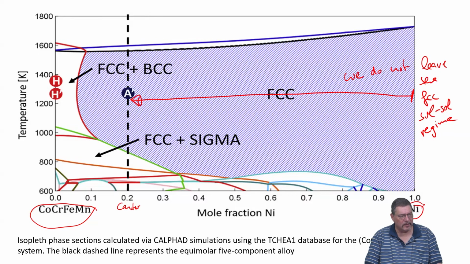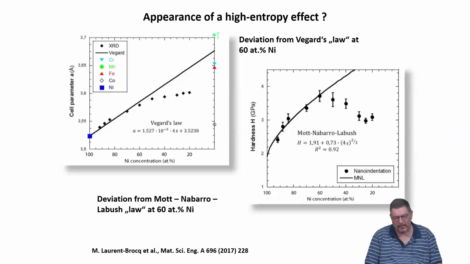Right? And that means we can always compare in a maybe more meaningful manner, because we always have all the binary, same identical binary interactions in our system. You ask, is there at any composition the appearance of a high entropy effect? So is there a concentration limit which distinguishes between dilute solid solution, conventional solid solution, and high entropy system?